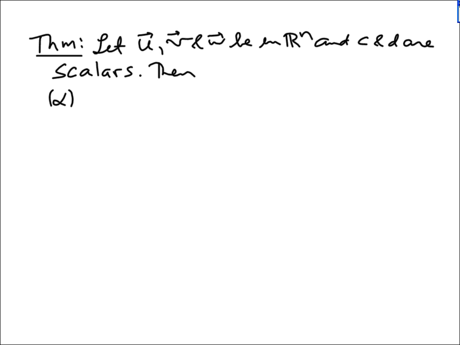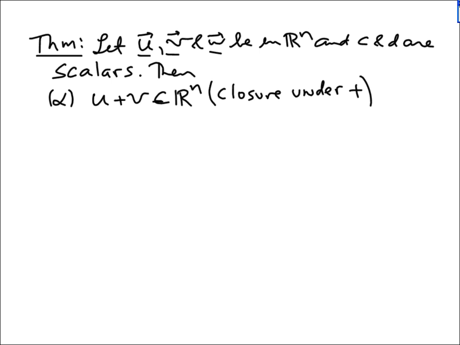Call the first one alpha. Remember, u, v, and w are in Rn. It says that if you add two vectors in Rn, you get back something in Rn. This is for all u and v in Rn. This is called the closure property, closure under plus, or circle plus if you prefer.